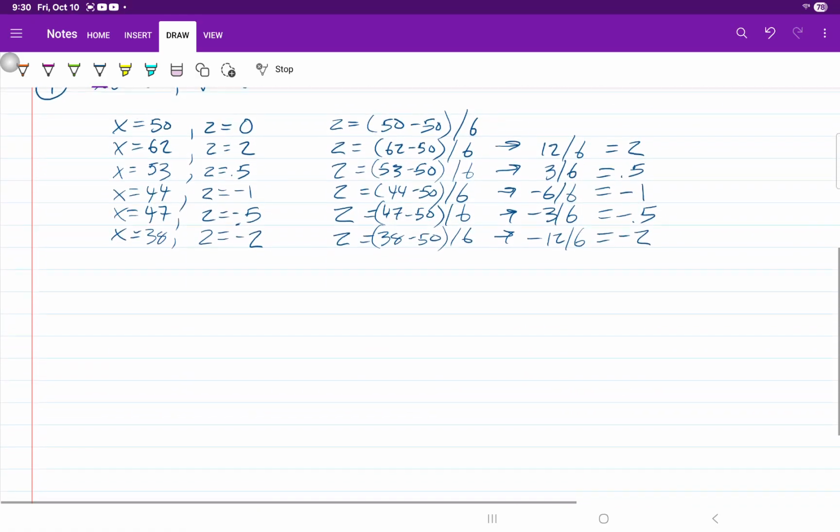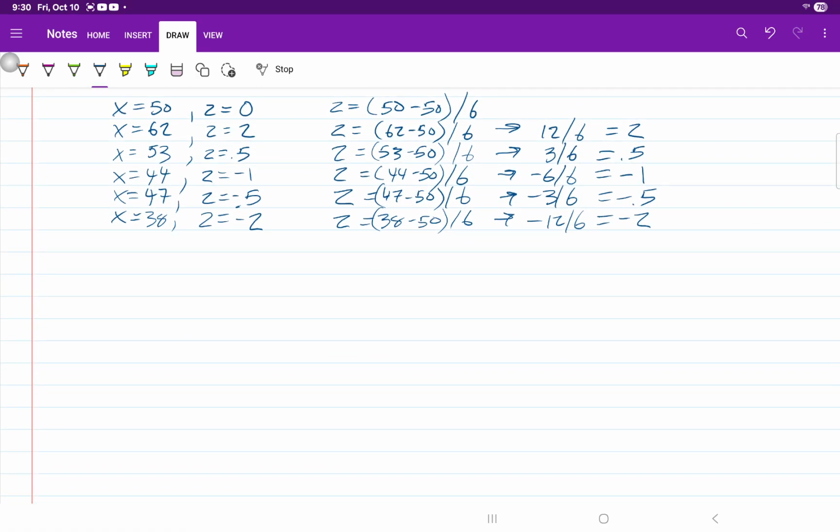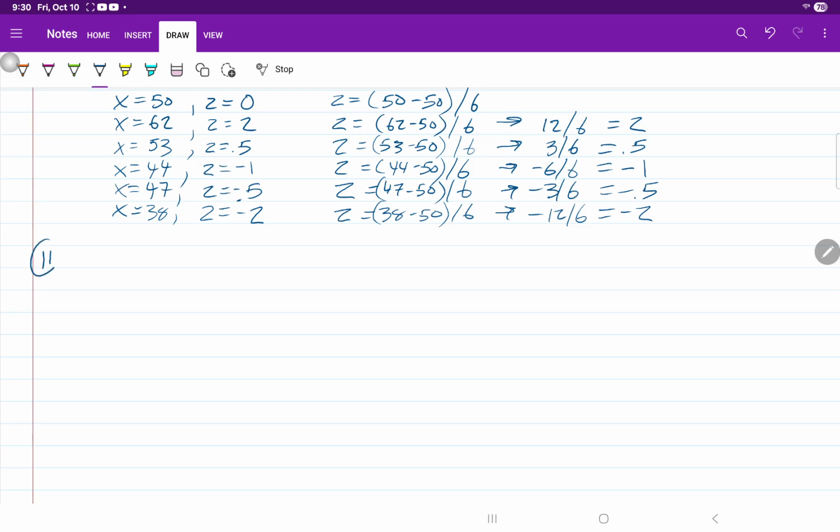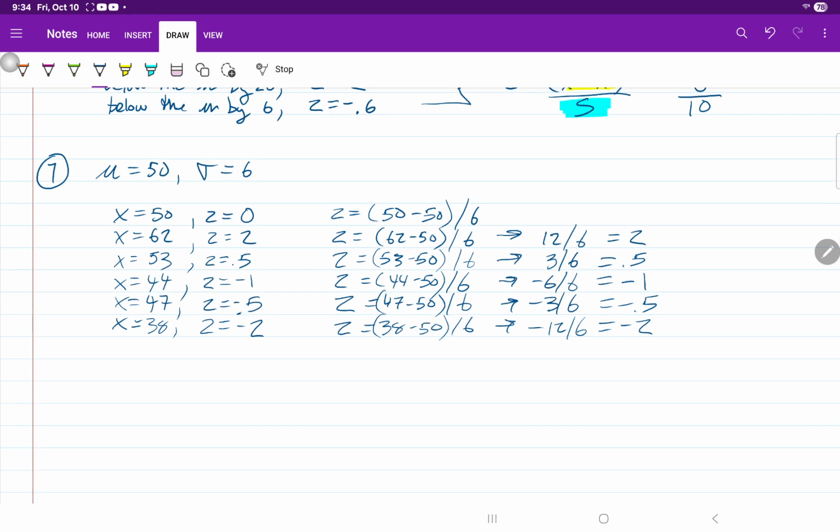What's next? Looks like it's going to be question 11. No, we're not actually doing question 11 yet. We have to do part B of question 7. So let's just call this A to keep track of it. And let me go to part B now.